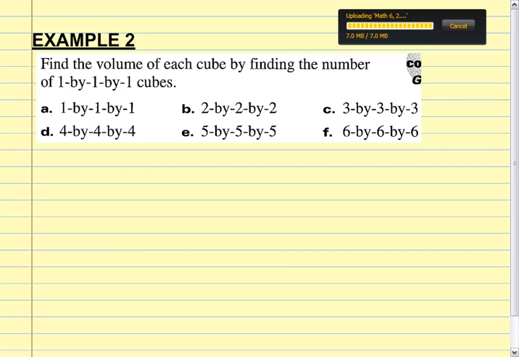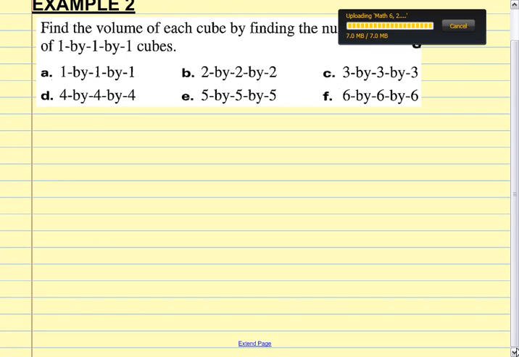Okay, folks, example number 2 says, find the volume of each cube by finding the number of 1 by 1 by 1 cubes. Okay, give me just a minute. I'm going to show you what we're talking about here. Now, a cube is a three-dimensional figure where all the sides are the exact same length. Alright, so this is a cube.